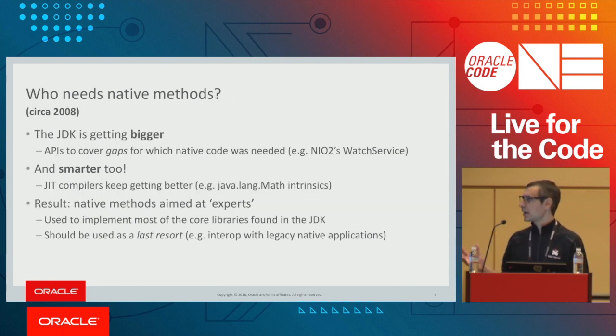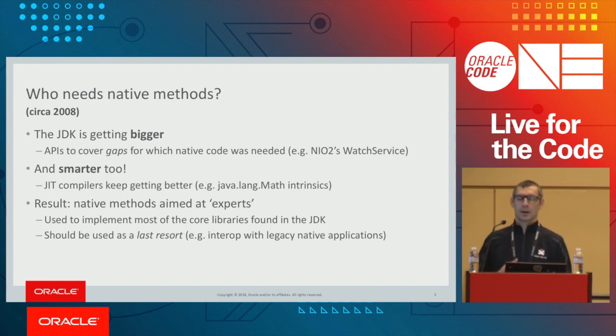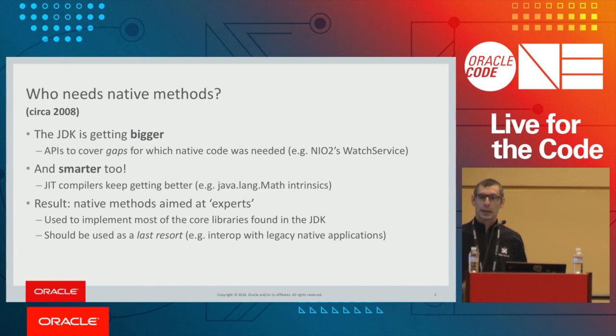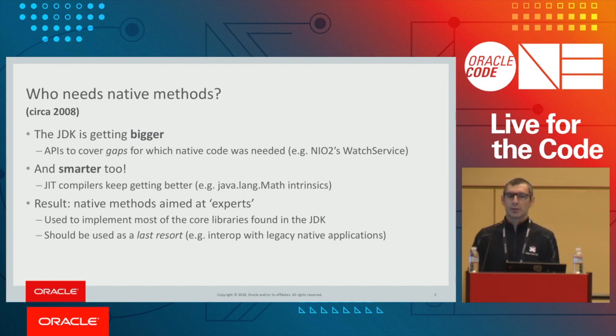And that's kind of the scenario that we had around 2008. The JDK was getting bigger. For example, in JDK 7, we added NIO.2 with file system watcher support, a lot of features that were previously only available at the native level. And the just-in-time compiler just kept getting better and better. So you can just run your application on a newer VM, and it just got faster without doing anything. So the result was that using native methods was essentially a tool for experts, people like JDK developers or people maintaining very performance-critical frameworks.